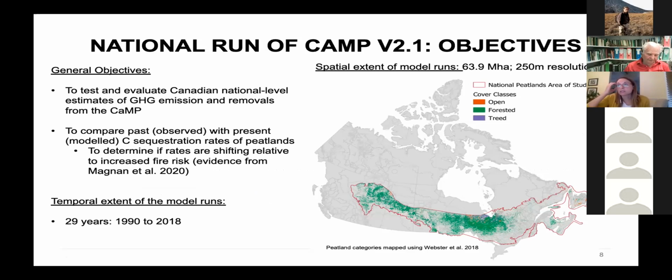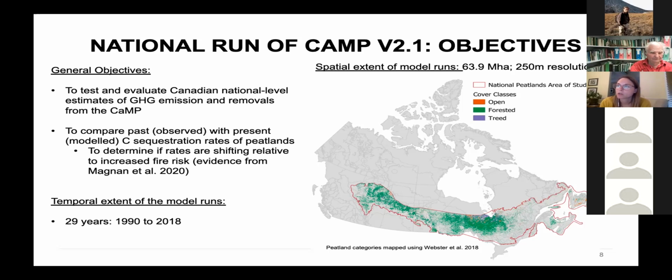So in this study, the objective was to test and evaluate the national scale estimates of greenhouse gas emission and removals for the CAMP, and to compare the past or observed rates with present or modeled rates of carbon sequestration. And one of our hypotheses was that potentially this increased fire risk, what we were just discussing in some of the other talks, may be actually reducing the long-term carbon sequestration rate of these forested peatlands.